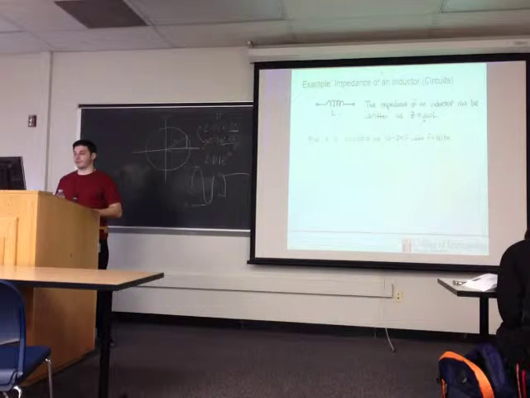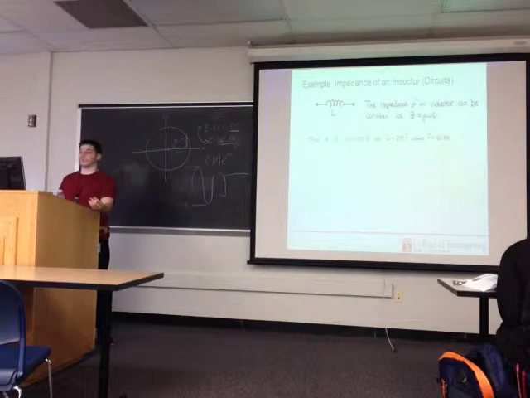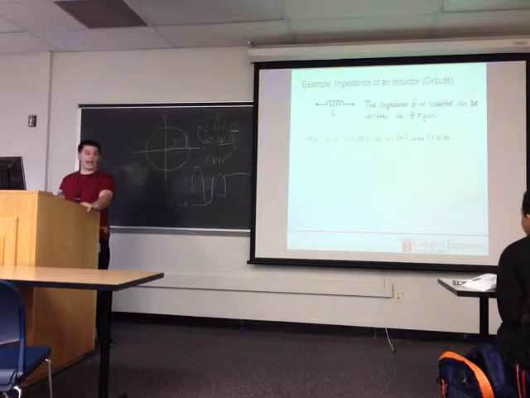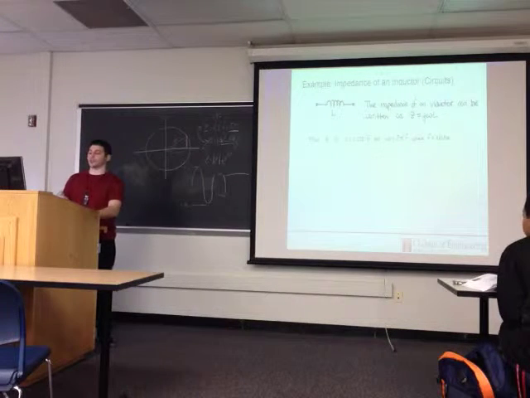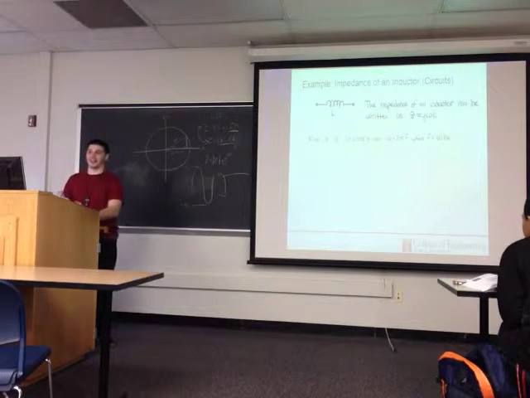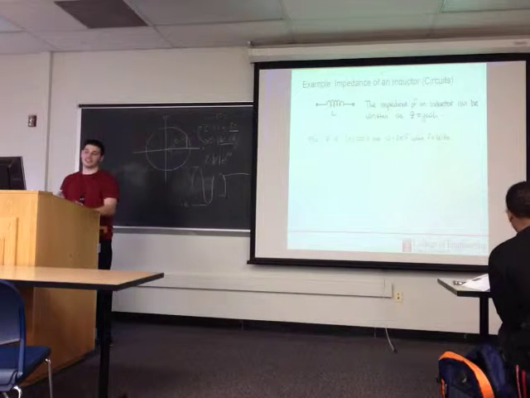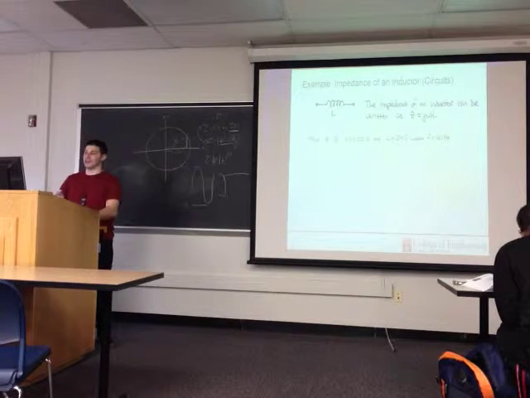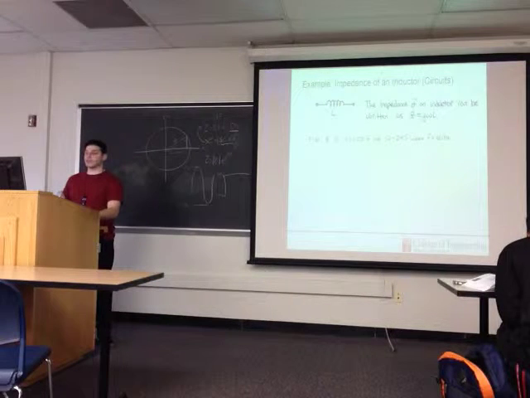So this example wants us to find Z, given this equation. So Z is equal to J omega L. We're given L, we're given omega, and we're given F. Omega, the angular frequency, is your frequency, but in radians, whereas F is your frequency in hertz. Don't worry about it too much right now. It's a little bit outside the scope of the class, but it's not difficult to understand.